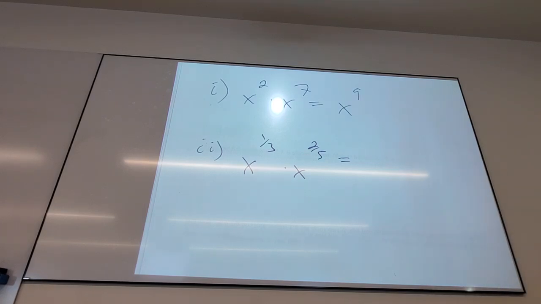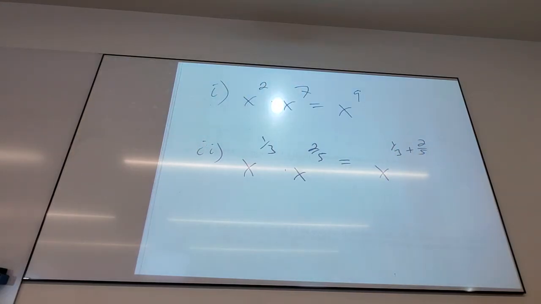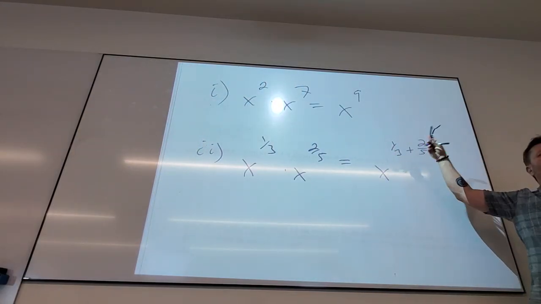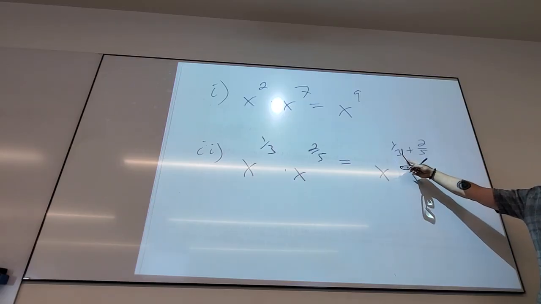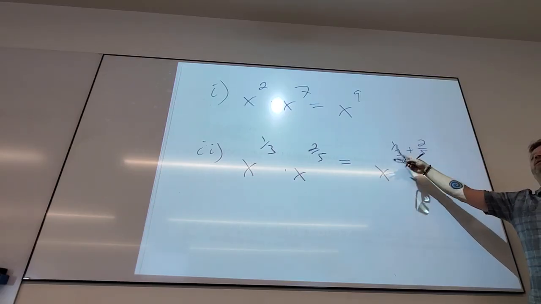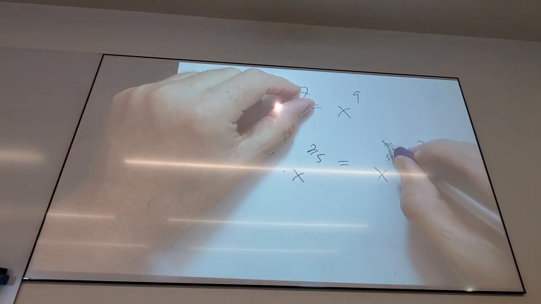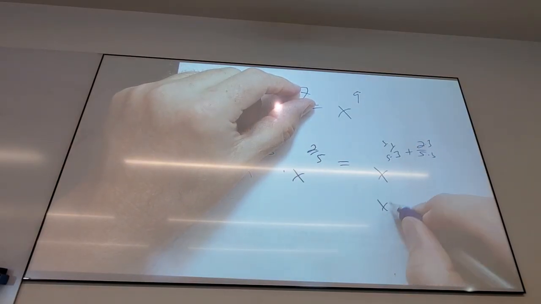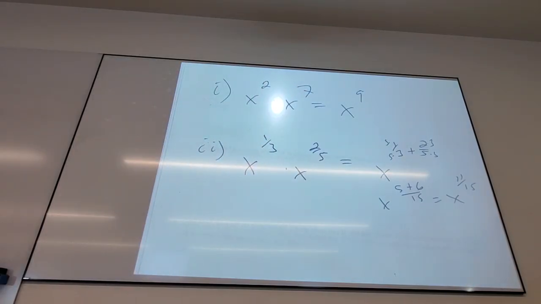So I can rewrite this like this, and then I can focus all my attention on the little mini problem up here. And of course, what do I need to do this? I need, yep, 15. Okay. So multiply this one by 5, multiply this one by 3. You get x to the 5 plus 6 over 15, x to the 11/15. Crazy.